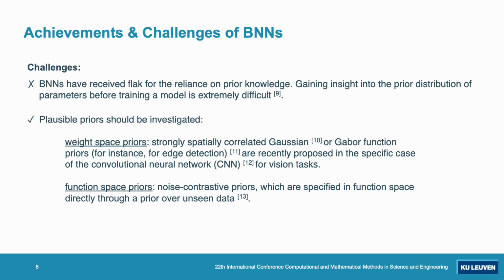Weight space priors could be one of the choices. Strongly spatially correlated Gaussian or Gumbel function priors are recently proposed in the specific case of a convolutional neural network for vision tasks. Another choice could be function space priors, for instance, noise contrastive priors, which are specified in functional space directly through a prior over the data.